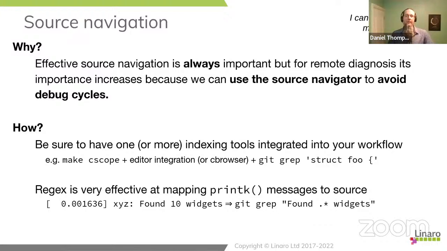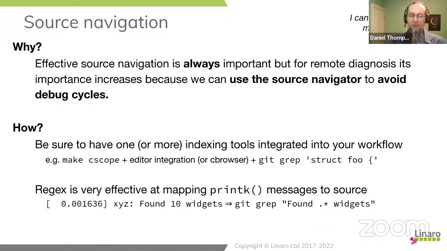Finally, I did mention that we were going back and forth between printk and the source navigator to reason about our system. So the first thing that happens when we see something odd in the dmesg buffer is we've got to find out where it came from. And we don't always know where messages have come from. So classically, messages that come out of the kernel will have a timestamp if it's been enabled. It will have a tag of some sort, and then it will have a message. In this case, found 10 widgets.